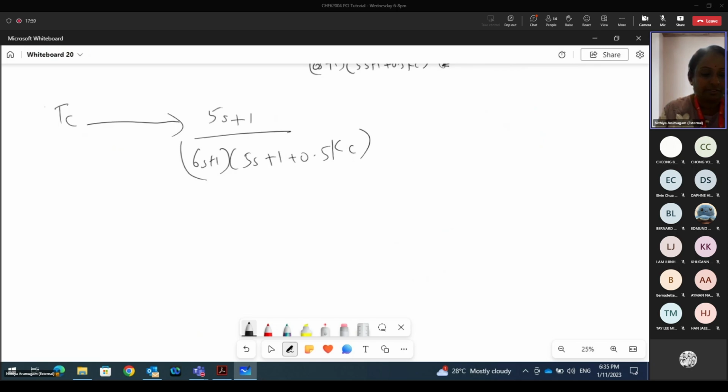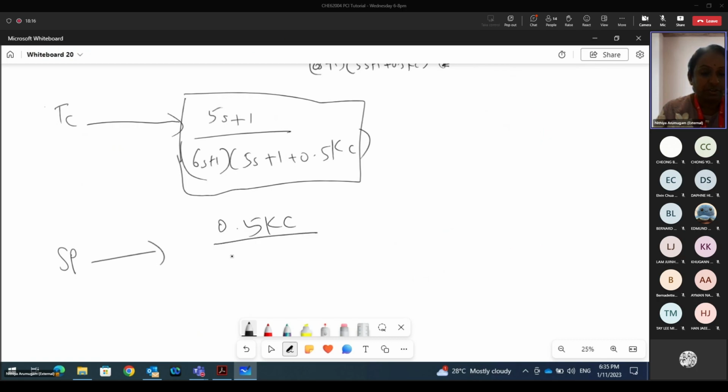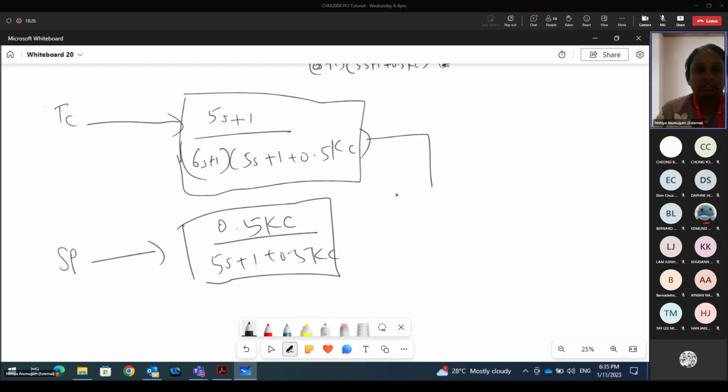Okay, this one we already expressed just now, right? So this is for the pulley. Now we also have another input, the set point input, and this is already calculated as 0.5 kc over 5s plus 1 plus 0.5 kc. This will be the form in which both will be inserted together. All right, so that is for part C.